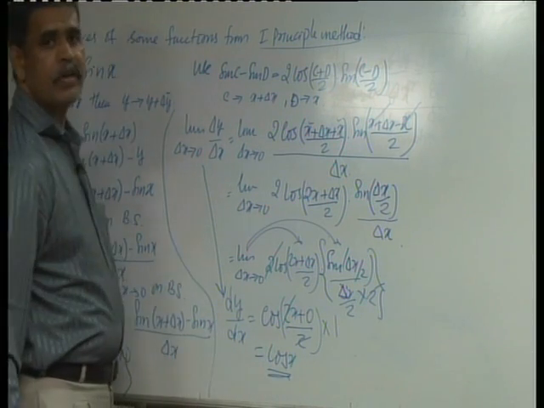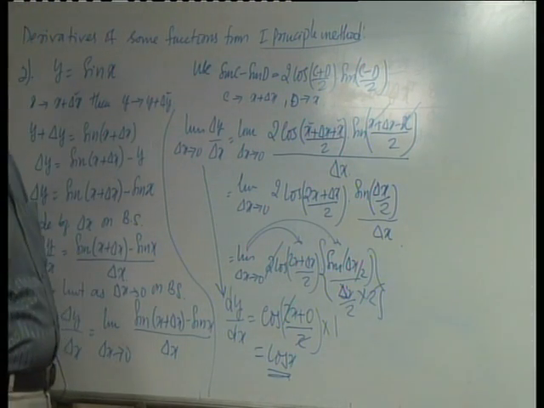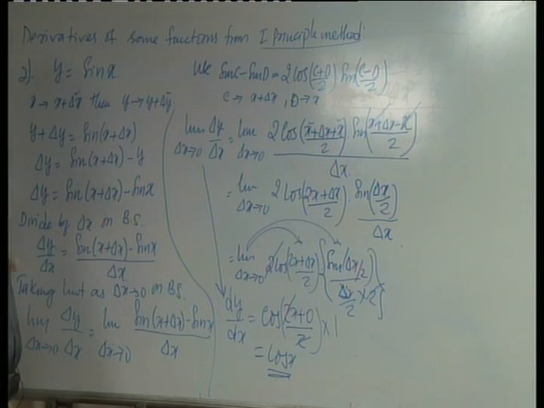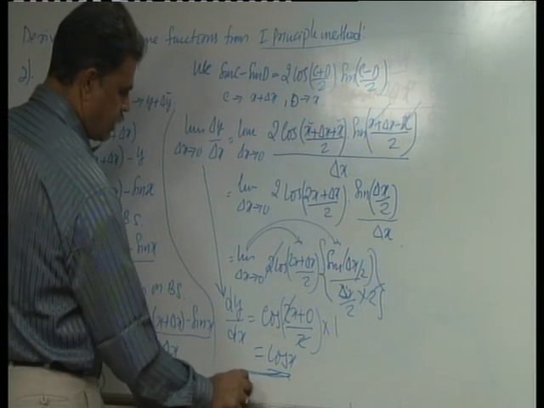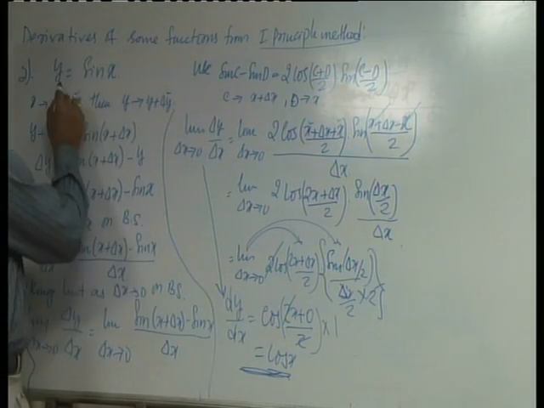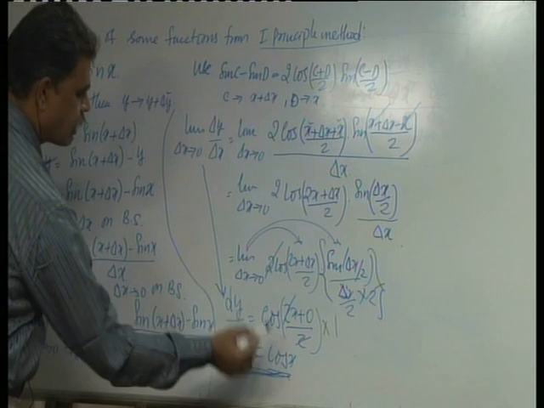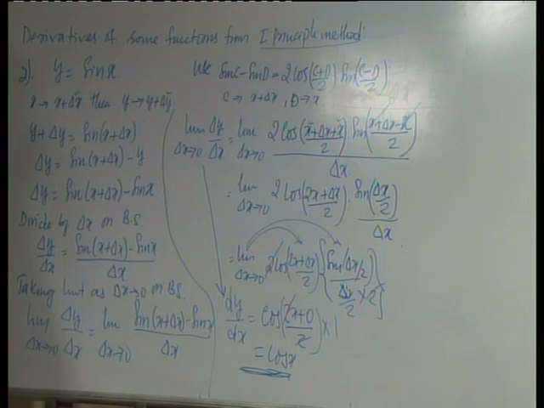So, the differentiation of sin x is always cos x. That is the answer. Differentiation of sin x is what? Differentiation of sin x is cos x. This is very important.